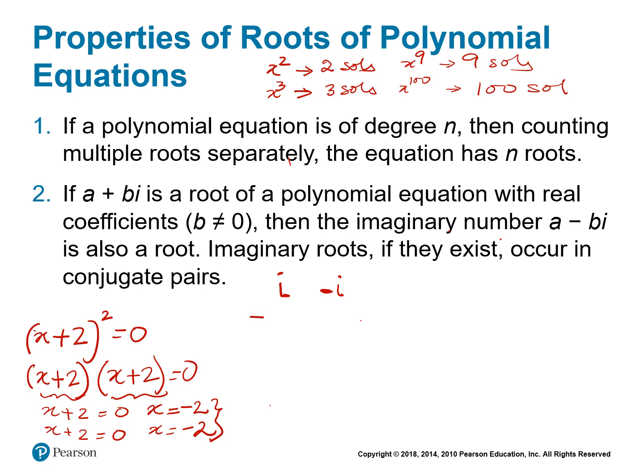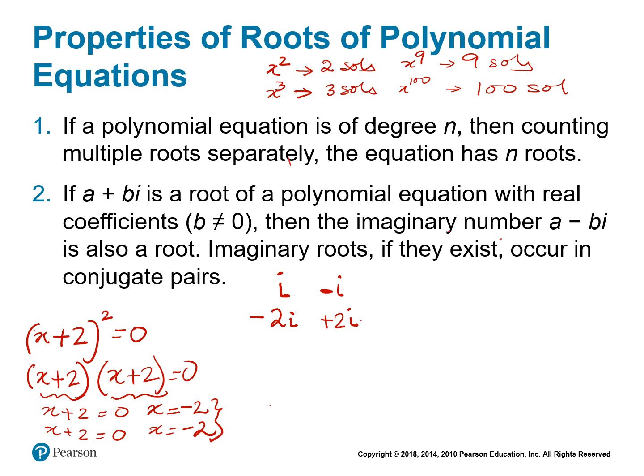Likewise, if one of the solutions is negative 2i, its conjugate, positive 2i, will by default be a solution of the same polynomial equation. All right, they always occur in pairs.